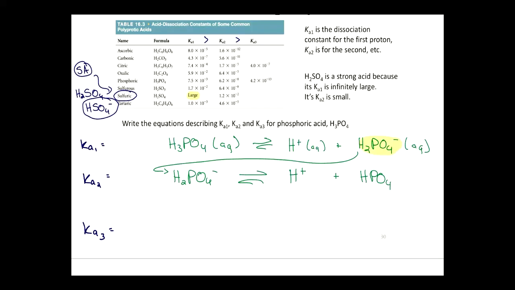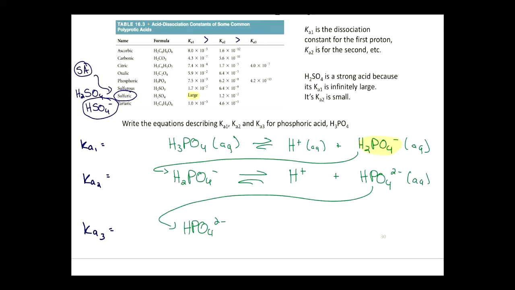HPO4, but what's the charge? 2 minus, yeah. Okay. So then what do you think the reactant is in Ka3? It is, again, the product of the previous one. So now in order to take off that third proton, you have to take off the first and second first. So our product now is HPO4 2 minus.